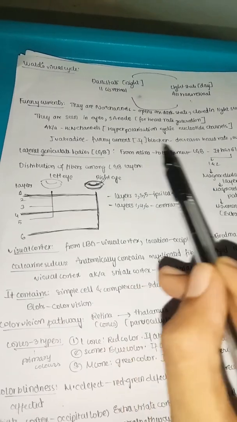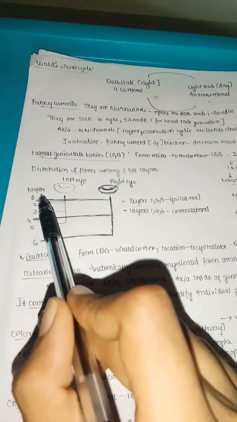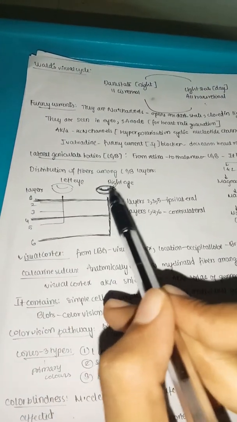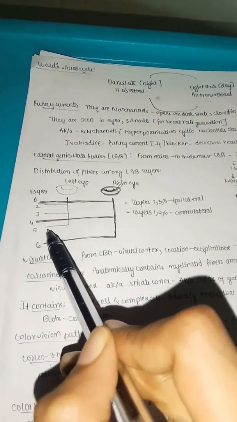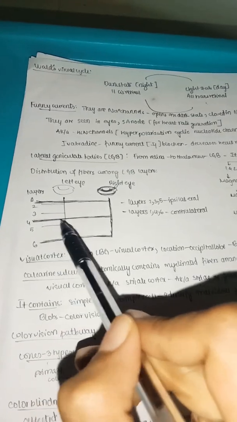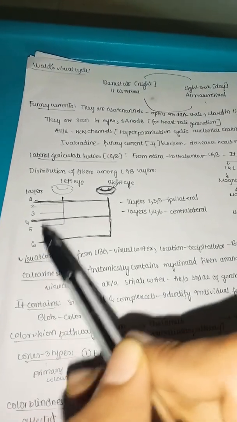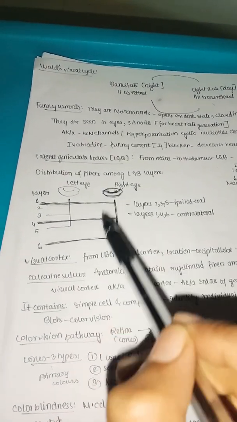So remember, lateral geniculate body has 6 layers, right? So 1, 2, 3, 4, 5, 6, and the layers 2, 3 and 5 are ipsilateral. Ipsilateral means they are coming from the same side, but the layers 1, 4, 6 are contralateral. Contralateral means they are coming from the opposite side.